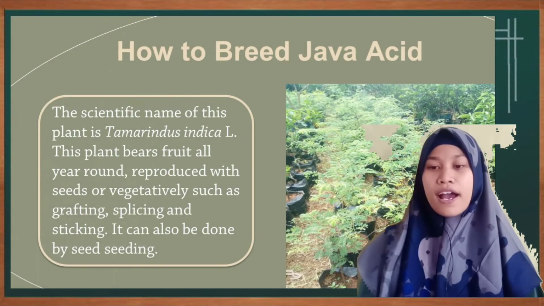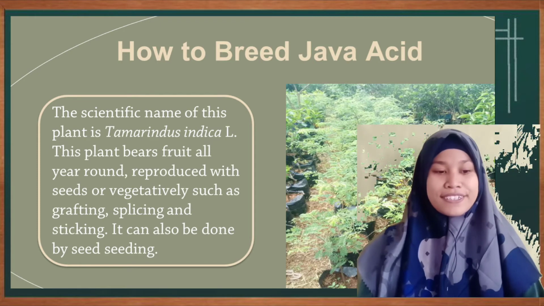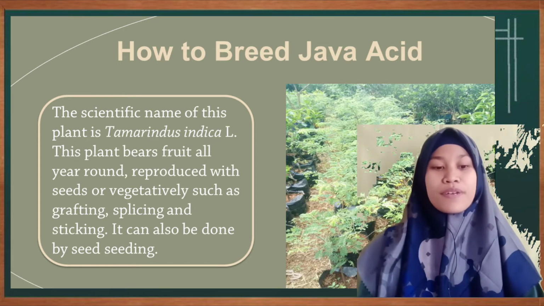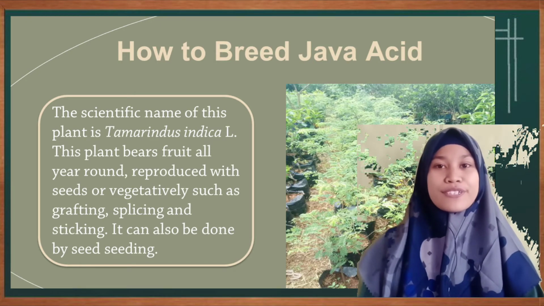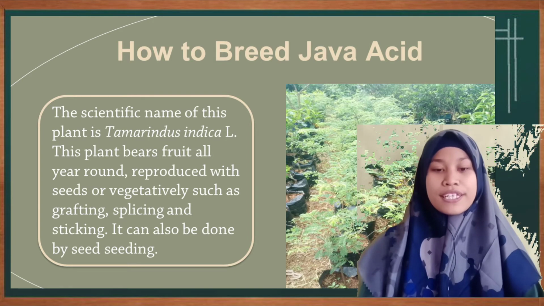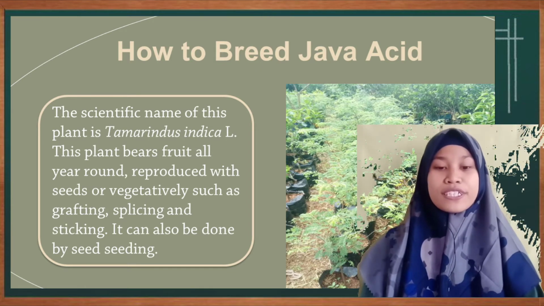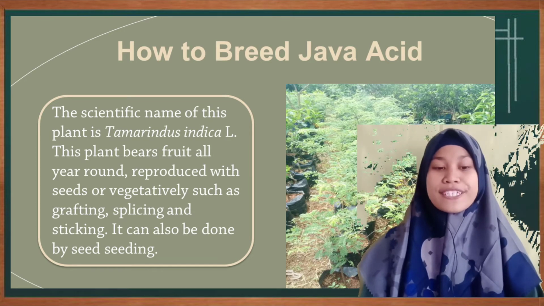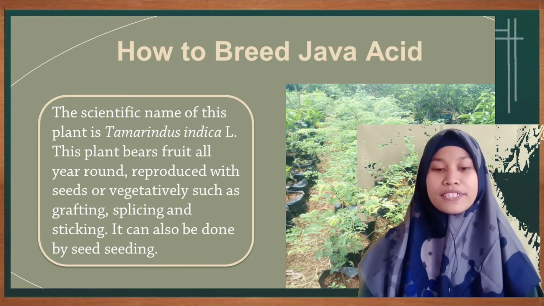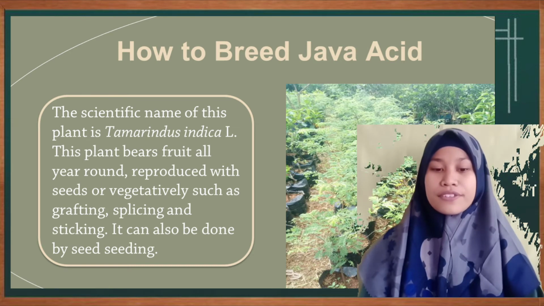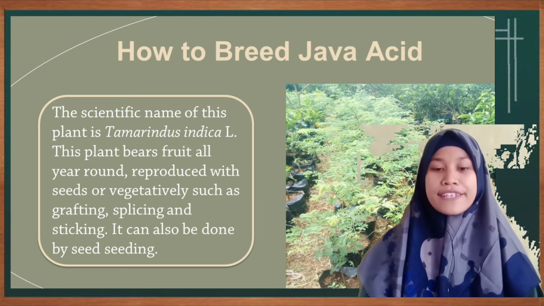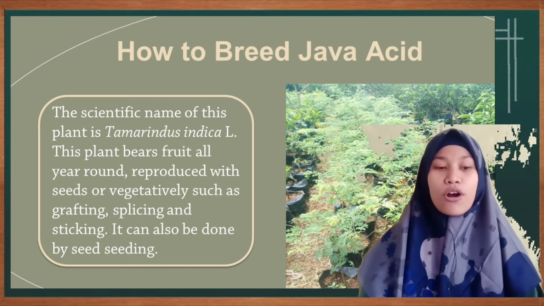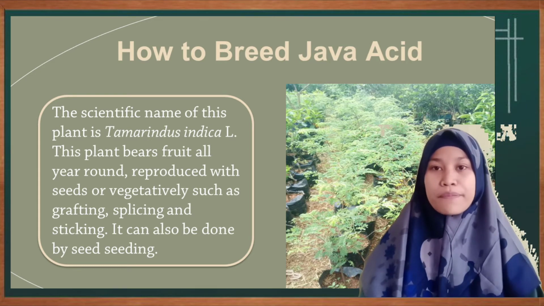Okay, this is how to breed Java acid. The scientific name of this plant is Tamarindus indica L. This plant bears fruit all year round, and reproduces with seeds or vegetatively such as grafting, splicing, and sticking. It can also be done by shedding.